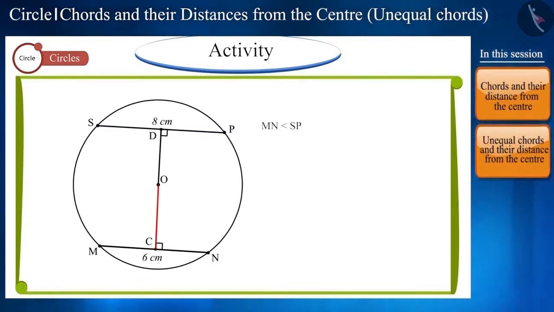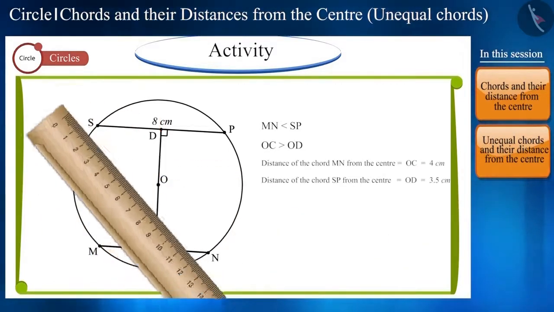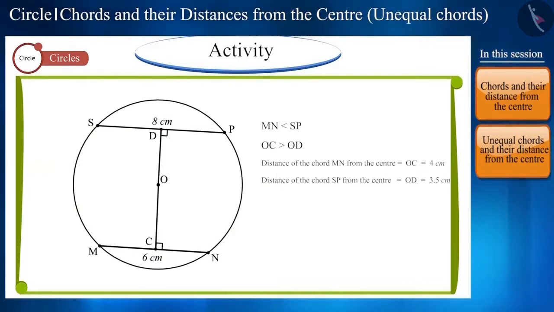Here, OC is the distance between the center and chord MN, and OD is the distance between the center and chord SP. You can see in the figure that OC is greater than OD. You can confirm this with the help of a scale. You can see that chord SP is greater than chord MN, and chord MN is at a greater distance from the center than chord SP.